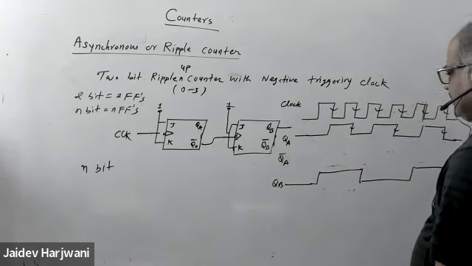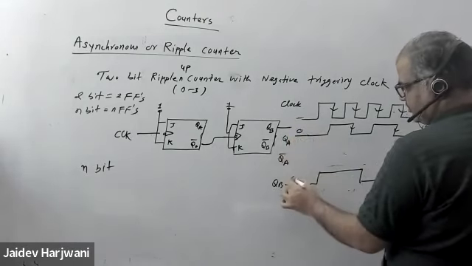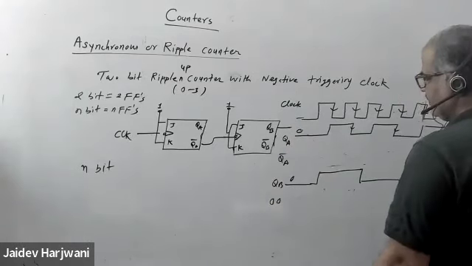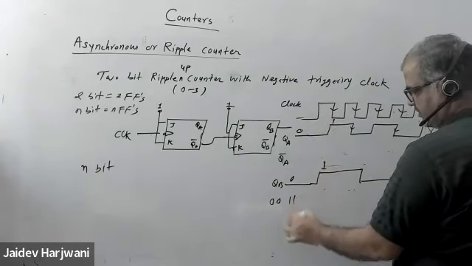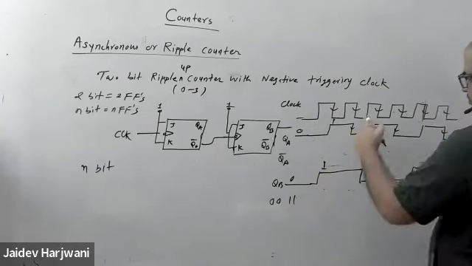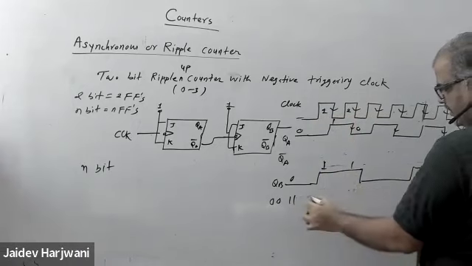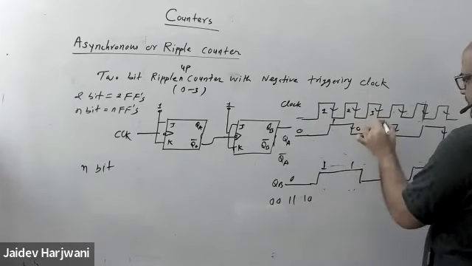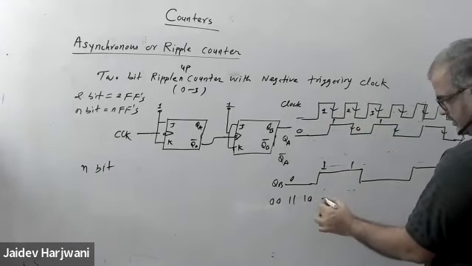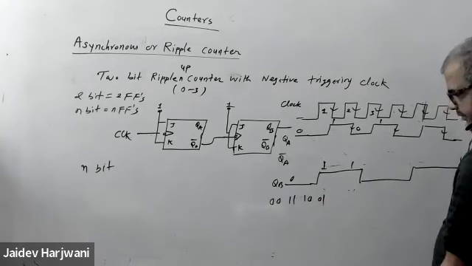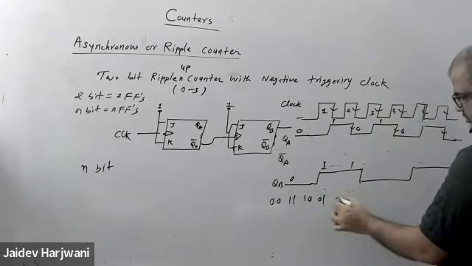Okay, the counting pattern will start from initially 0 0, counting is 0 0. Now see here it is 1, this is also 1, so counting is 1 1. Now for the second clock, after the second clock this is 0, this is 1, so counting is 1 0. Third clock, after the third clock this is 1, this is 0, so this will become again 0 1. Fourth clock, after the fourth clock this is 0 and this is also 0.